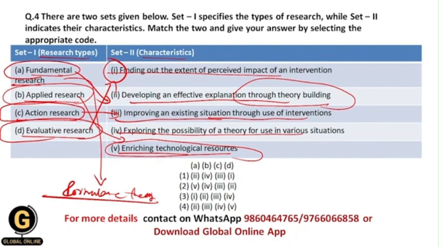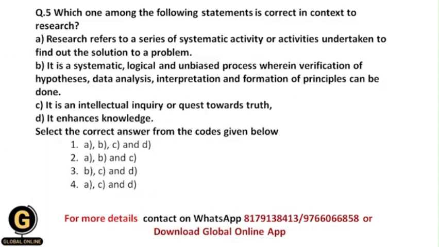Okay, that's why this option is not associated with any kind of research type, and that's why this gets eliminated. So the correct answer should be 1, because here A will go for 2, B will go for 4, C will go for 3, and D will go for 1. Okay. Next is, which one among the following statements is correct in context to research?